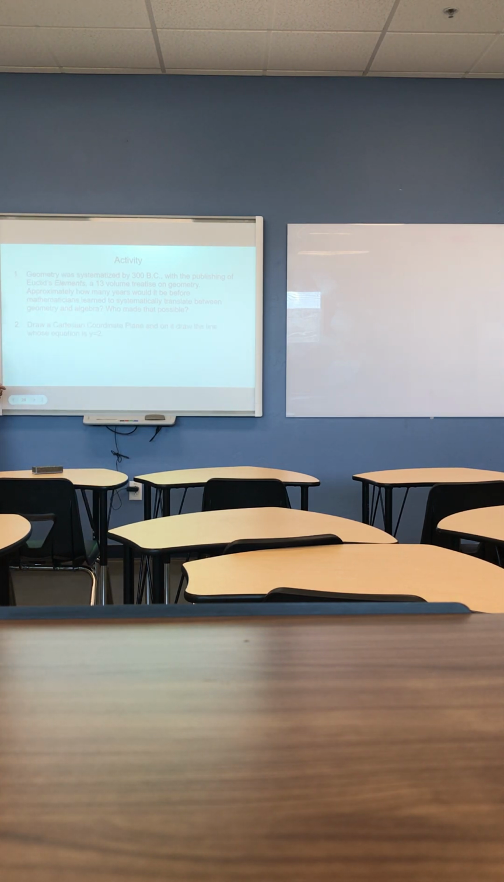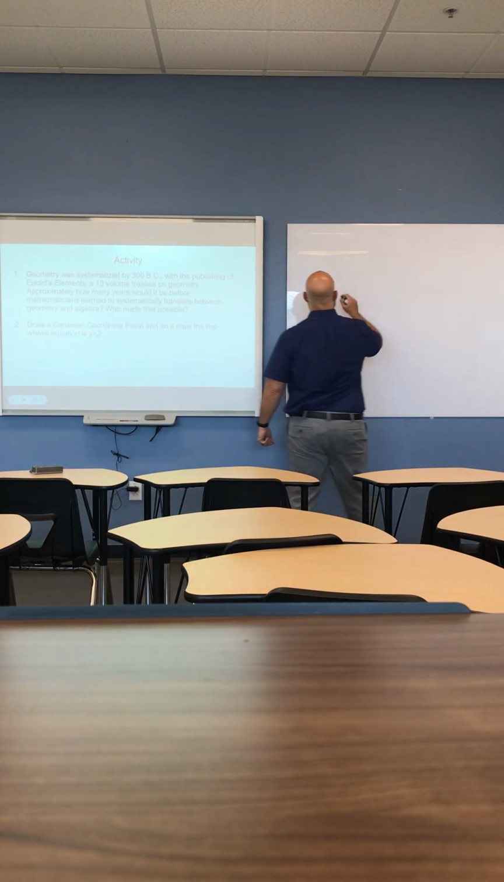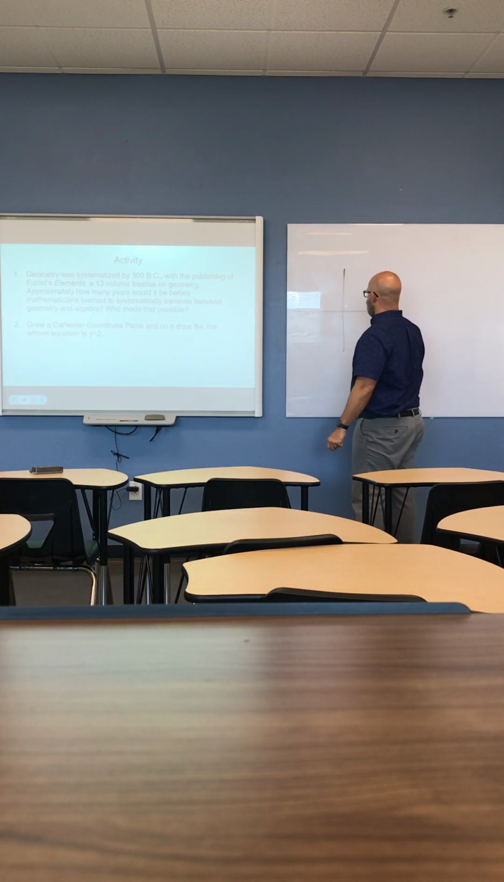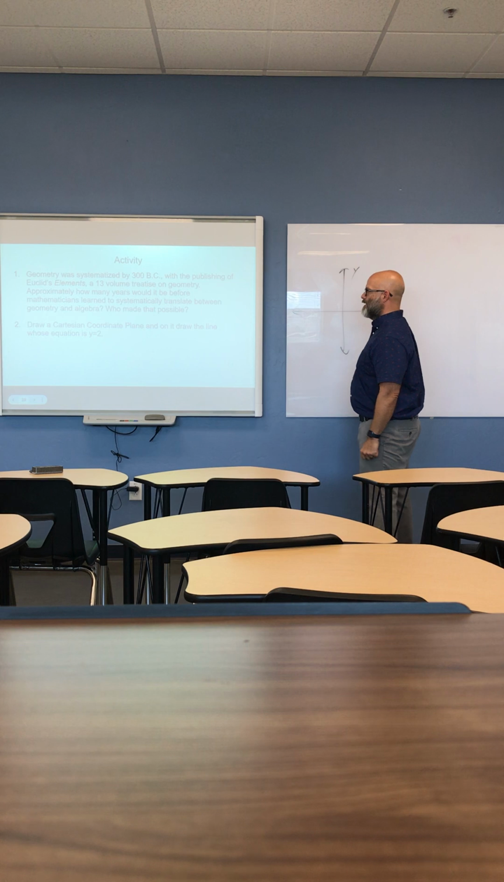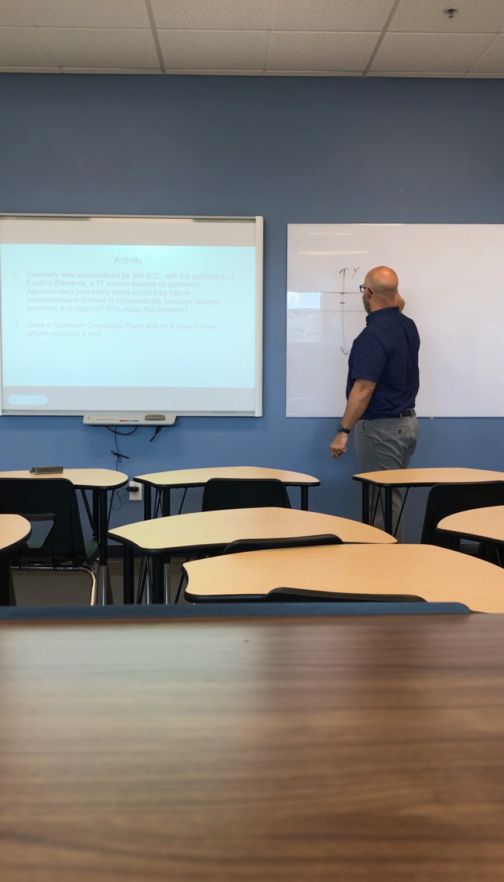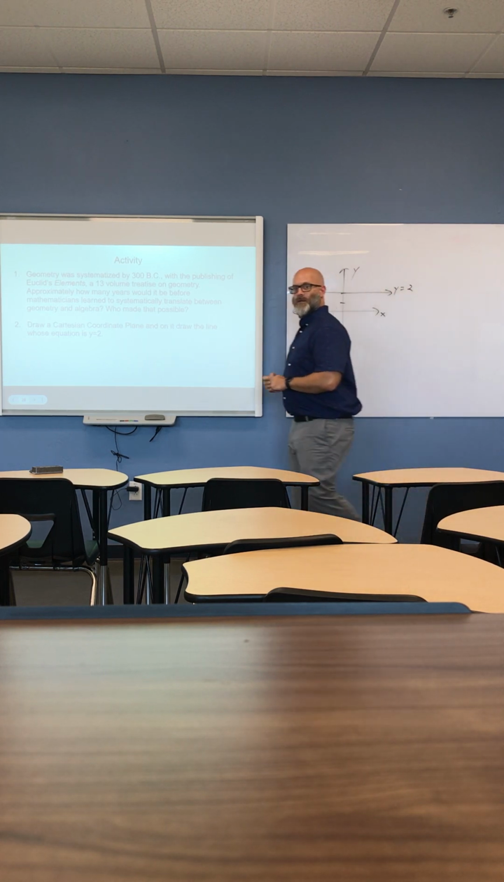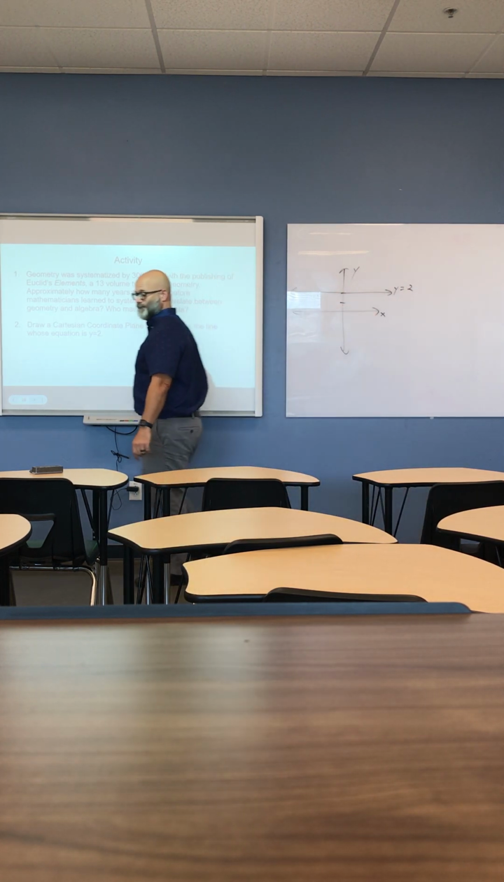All right, draw a Cartesian coordinate plane and on it draw the line whose equation is y equals 2. Okay, I'm going to switch over here to the whiteboard. Here's a Cartesian coordinate plane, 2 dimensions, 2 real number lines. Call this x, we call this y. If this is the line 1, 2, okay? Here's y equals 2 right here. Geometry, algebra.